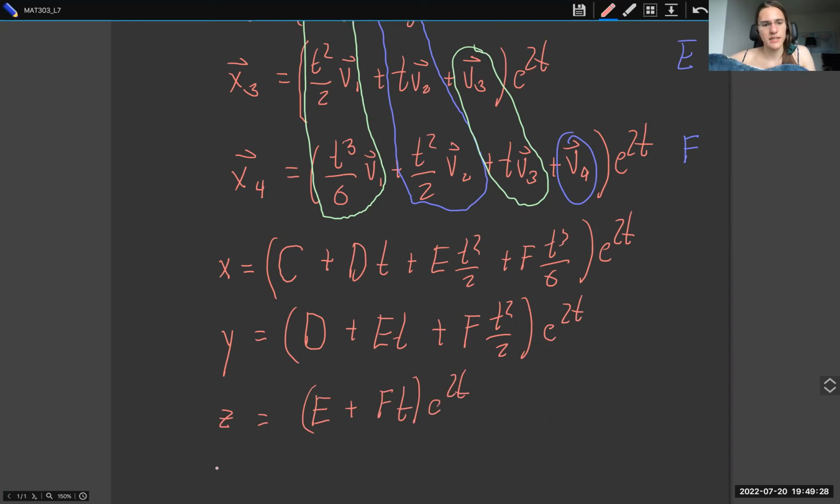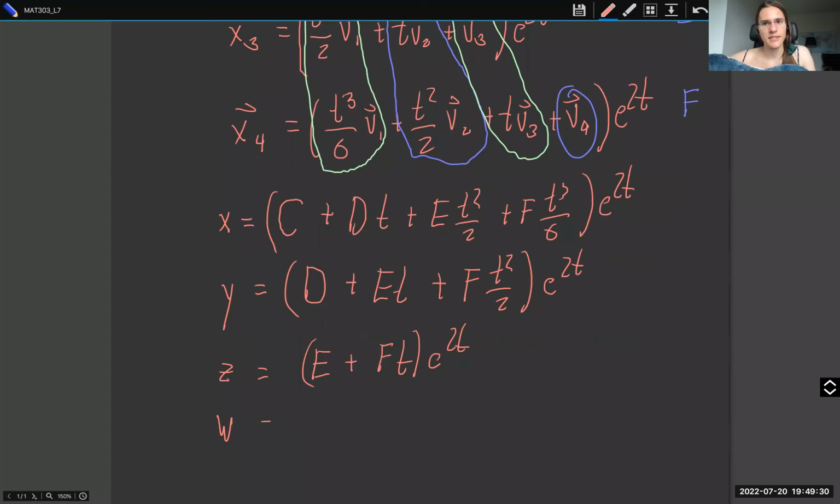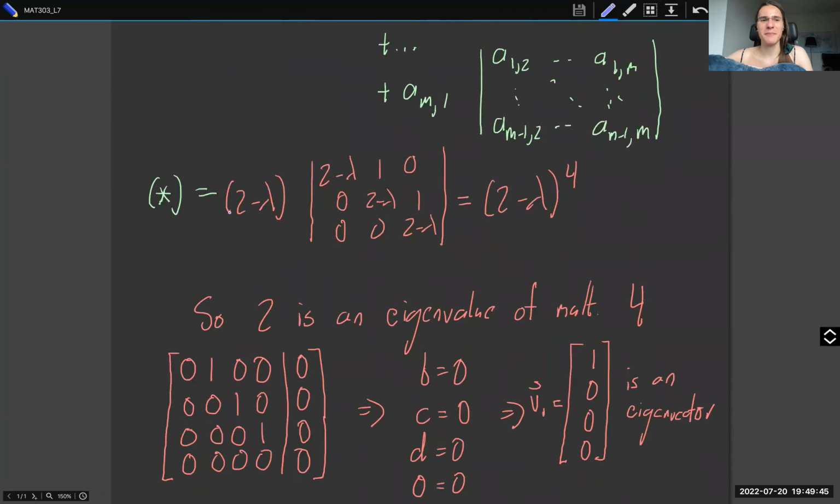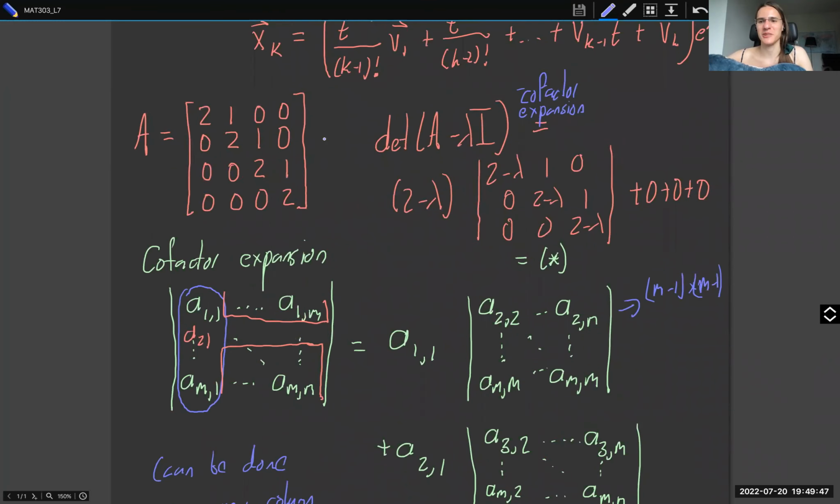And then we're going to get w is equal to f e to the 2t. And that is your general 4-dimensional solution to the 4D system given by the matrix A is equal to this. So we've solved a 4x4 system of equations. I mean, if we write this down, what does this say?